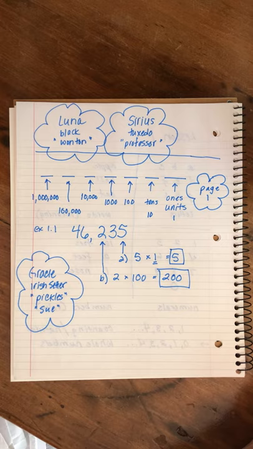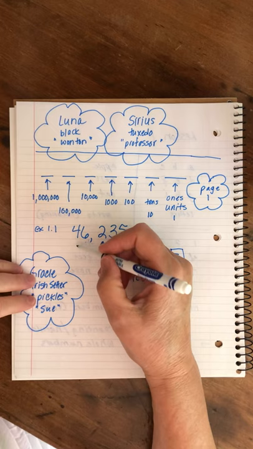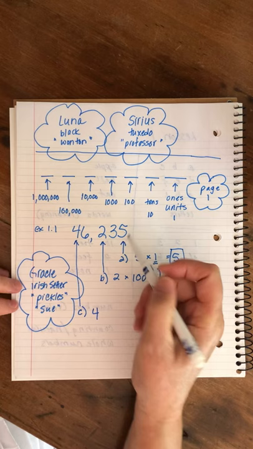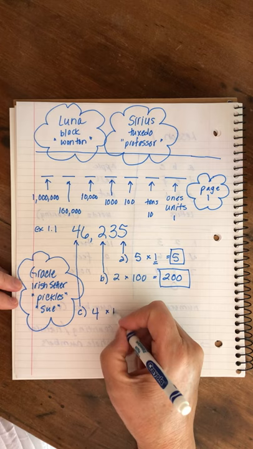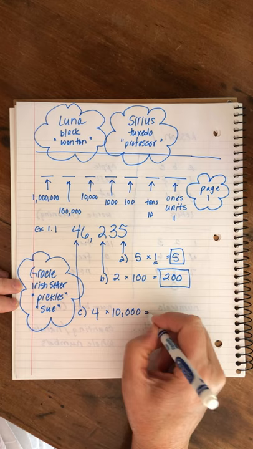Whenever I get to my answer, I always put a box around it so that it's clear I'm done, and that's my final answer. Part C, the last part of this question, is what is the value of the digit 4? See? So the 4, let's see, it's in the 1, 10, 100, 1,000, 10,000. It's in the 10,000 place. And so the value of that is actually 40,000.